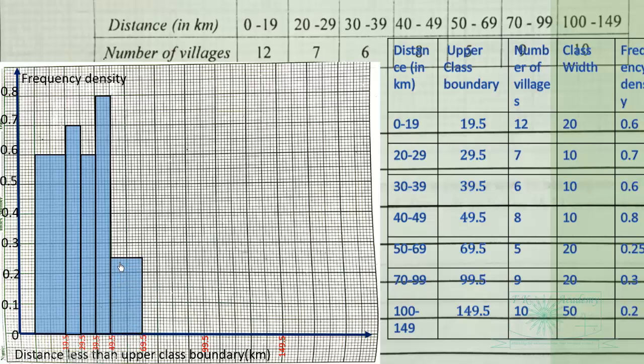And to go up, how many units? 0.25. Each box is 0.01, so I will need to count 25 boxes, which is this. Then 0.3. And then finally, we have 0.2. So that is the histogram for you. That's the histogram for the frequency density. Distance in kilometers, number of villages.